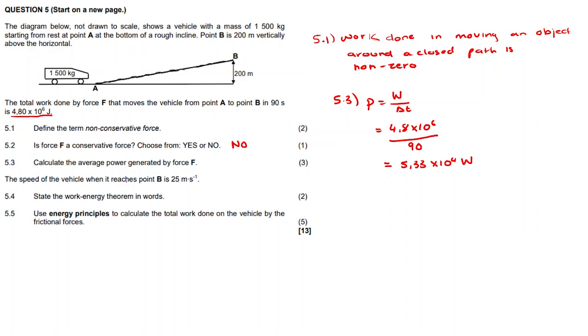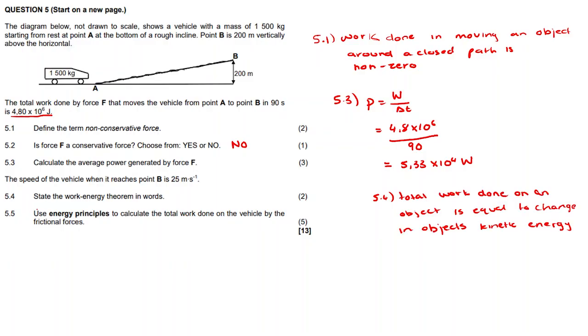The speed of the vehicle when it reaches point B is 25 meters per second. Question 5.4. State the work-energy theorem in words. The work-energy theorem states that the total work done on an object is equal to the change in the object's kinetic energy.